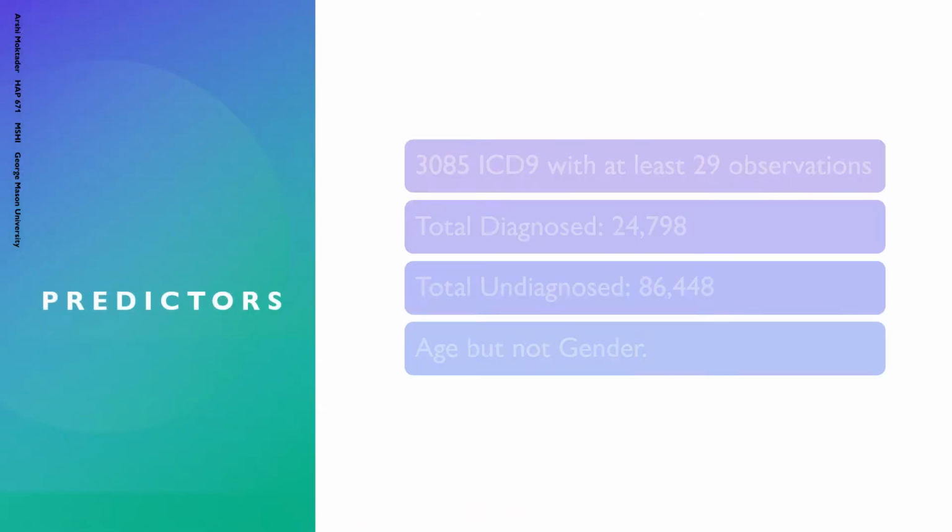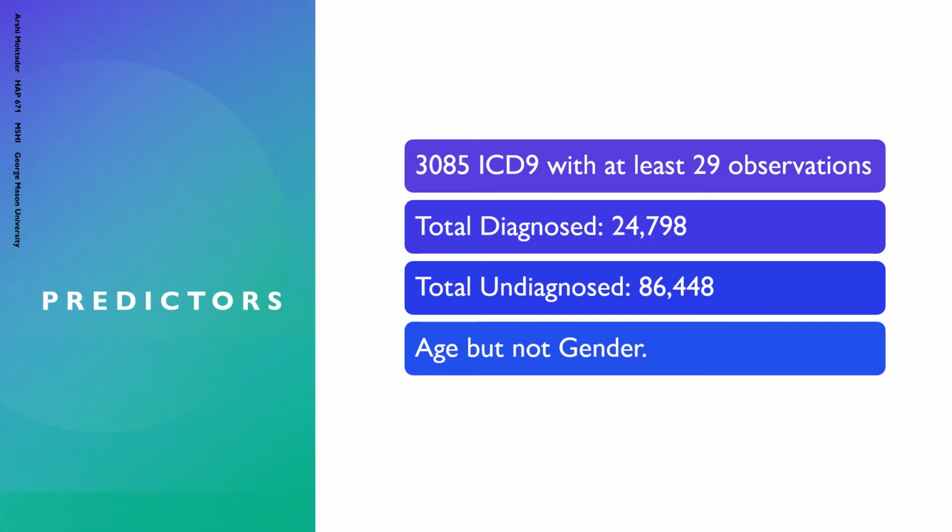And so let's take a look at some of our predictors. A comprehensive set of diagnoses were used to predict the absence and the presence of diabetes, or the risk for diabetes. I calculated 3,085 ICD-9s in which there were at least 29 observations. From our clean table, 24,798 were diagnosed and 86,448 were undiagnosed. Within our data set, age was defined, but gender was not. So we were mainly using age as an indicator as opposed to gender.